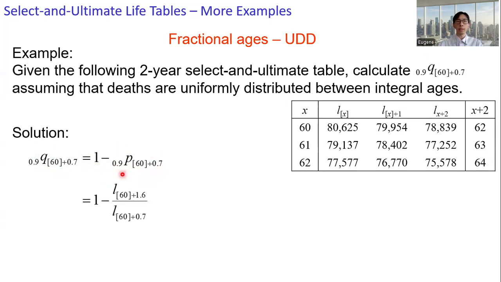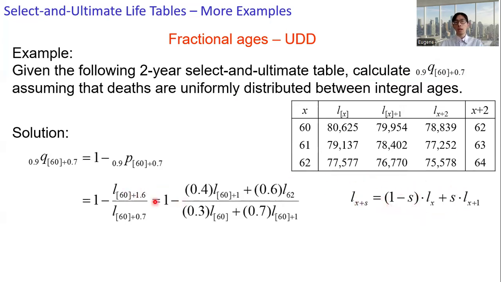And then we can express the P as L60 plus 1.6 over L60 plus 0.7. Make use of the interpolation formula. L60 plus 1.6, this is at age 61.6, which is between the two integral ages 61 and 62. And S is 0.6. Upon substitution, we get the numerator here, 0.4 times L60 plus 1 plus 0.6 times L62.